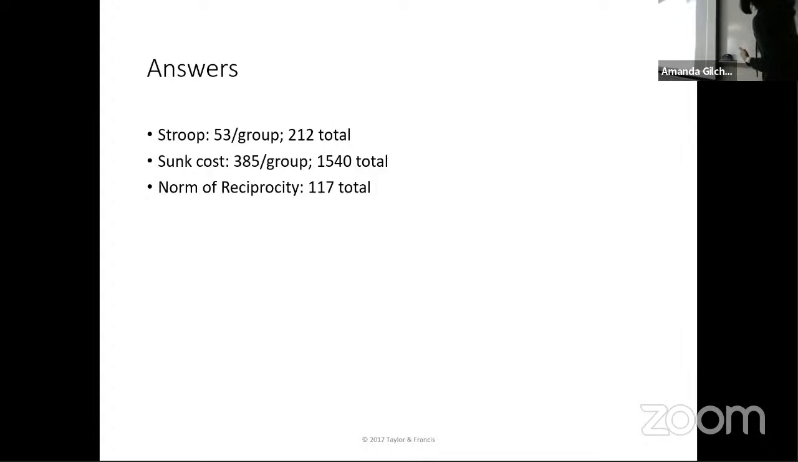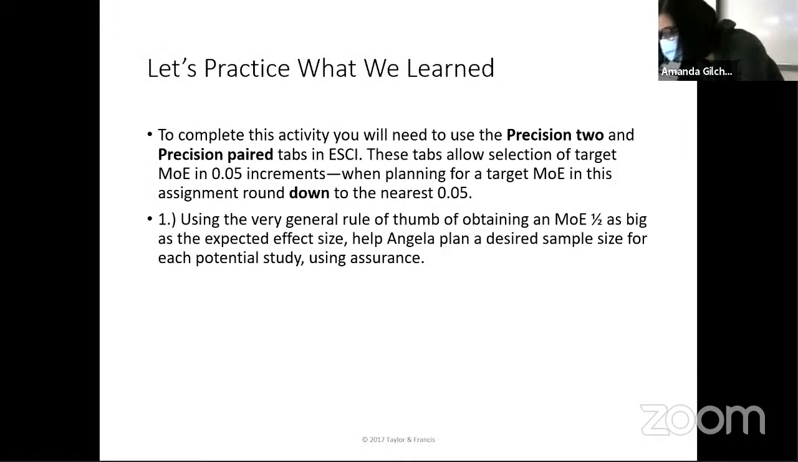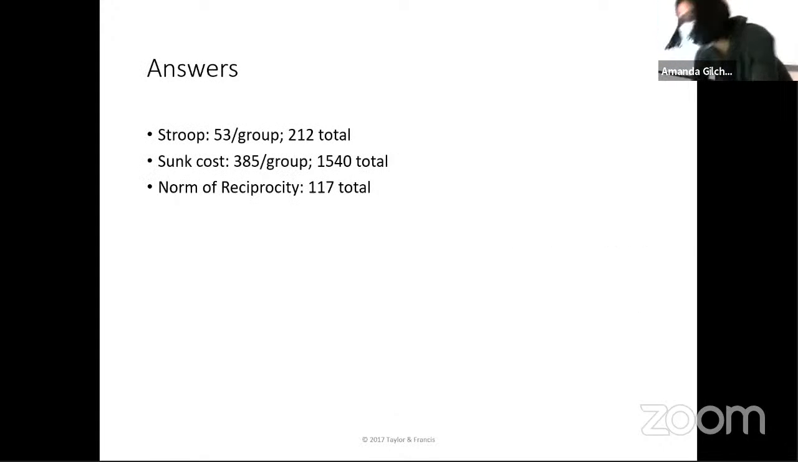So Stroop is 1 hour. Sunk cost, if I am not mistaken, let me go back. Sunk cost is 30 minutes. And then norm of reciprocity is 2 hours. And remember, it's $10 per hour. So for the 30-minute session, you're basically putting that down to $5.